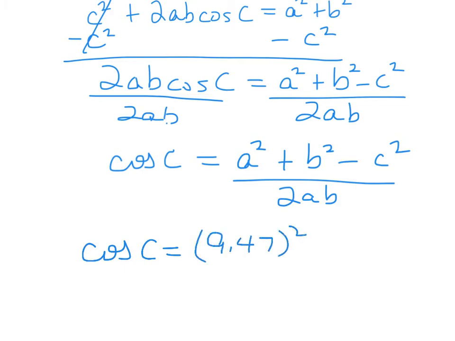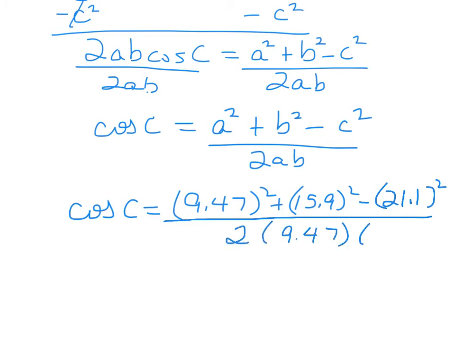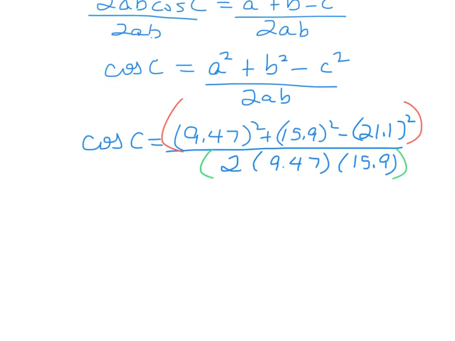9.47 squared plus 15.9 squared minus 21.1 squared, all divided by 2 times 9.47 times 15.9. Now, if you're going to do this continuous in your calculator, you're going to need to put parentheses around the numerator and the denominator. I'm actually going to calculate the numerator, write that number down, calculate the denominator, write that number down, just so I have an intermediate step so you can sort of check what you're doing.